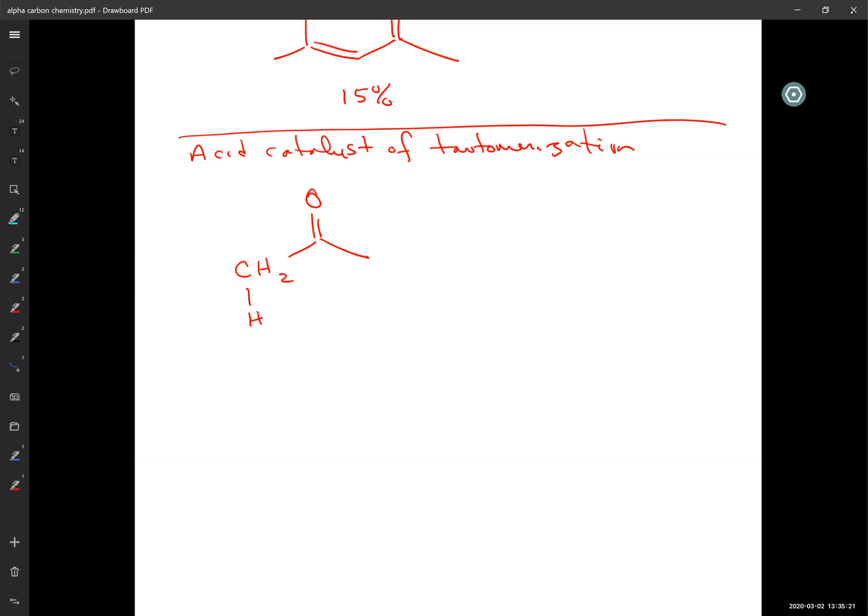And then you have an acid. And the first step is picking up the proton, protonation. And then you end up with this. And then it turns out, right? When you protonate an oxygen on a carbonyl, it makes the carbonyl more electrophilic, and it also makes this hydrogen more acidic.